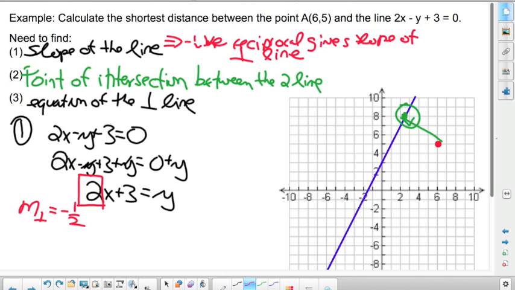And that's the slope of the green line. So that's the perpendicular slope that we're looking for, right? So that's checkpoint number 1. We got the slope. What can we do next?